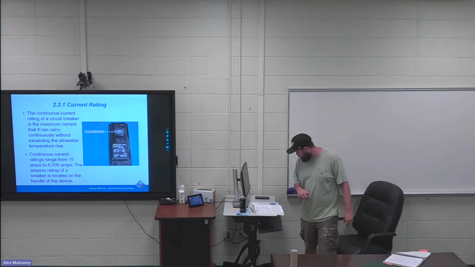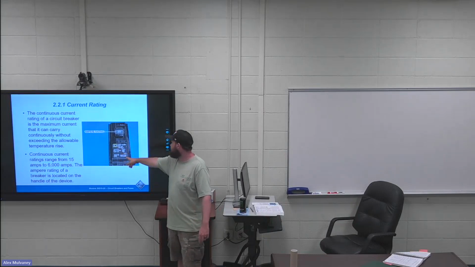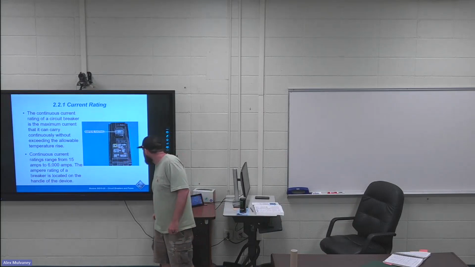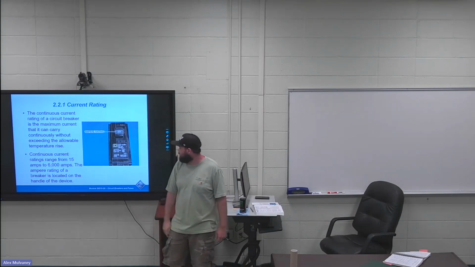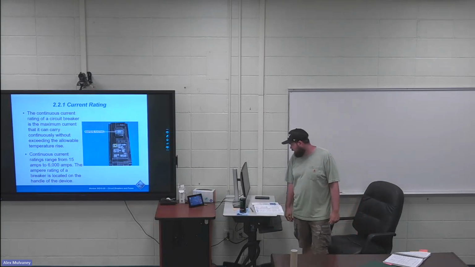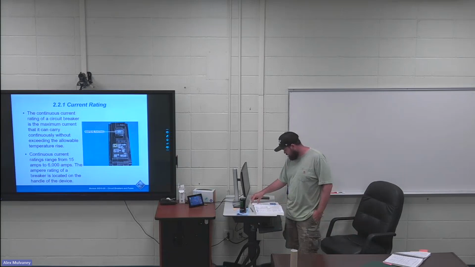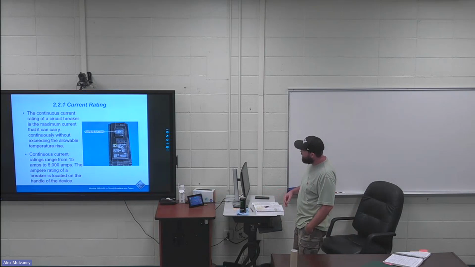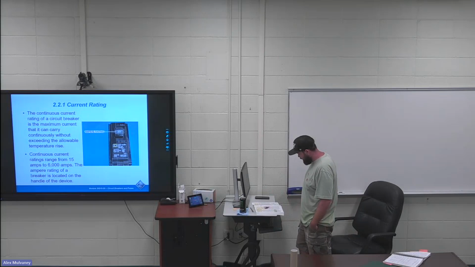Current rating, 221. The first paragraph, last sentence of 221 is highlighted. The ampere rating on the circuit breaker is located on the handle of the device. This Square D type circuit breaker has the 20 amp rating listed on the handle of the device. I've pretty much seen that on every type of circuit breaker. That can get worn off over time if it's a breaker somebody's trying to use as a switch. It can get wiped off, but it's usually always right there. So highlight that, and I've got the little handle highlighted where it shows the rating.